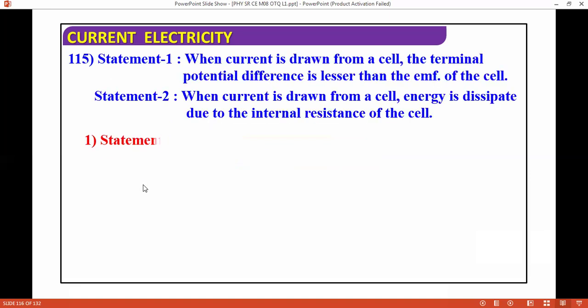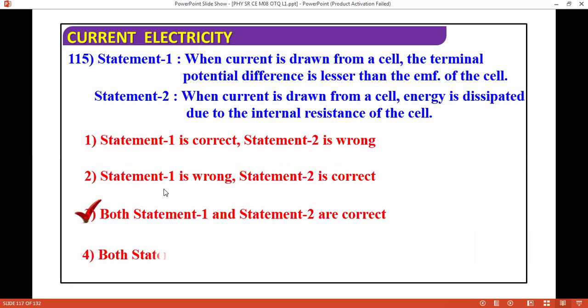When current is drawn from a cell, the terminal potential difference is lesser than the EMF of the cell. And when current is drawn from a cell, energy is dissipated due to internal resistance. What's your take? Both are correct, no issue in it. Leave it. Next question.